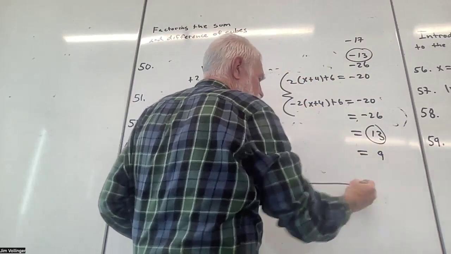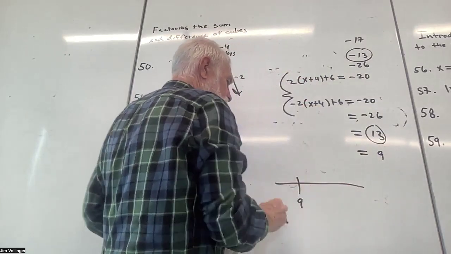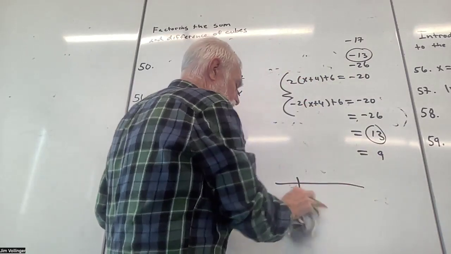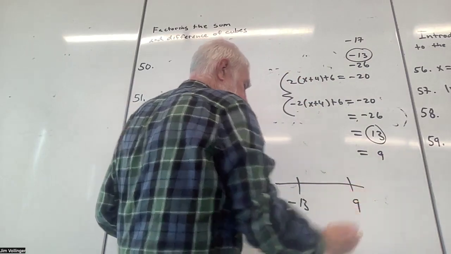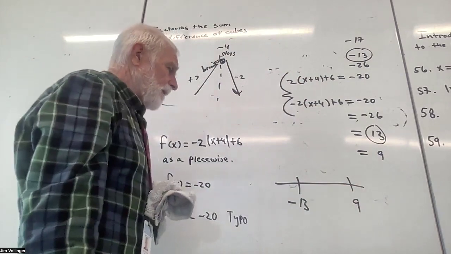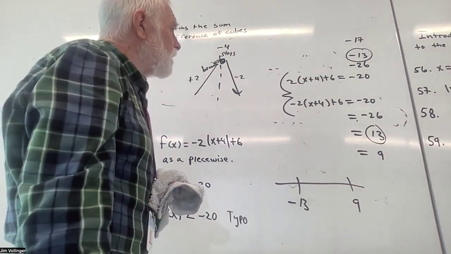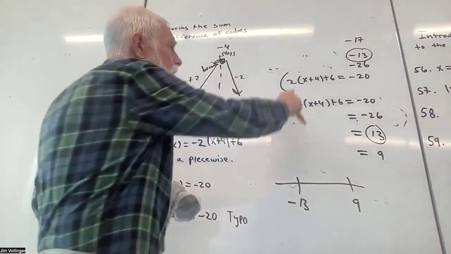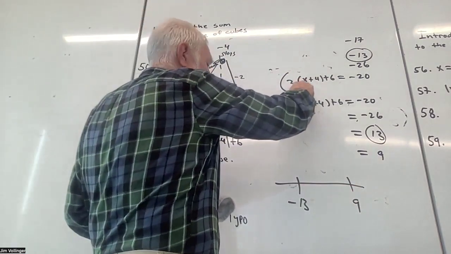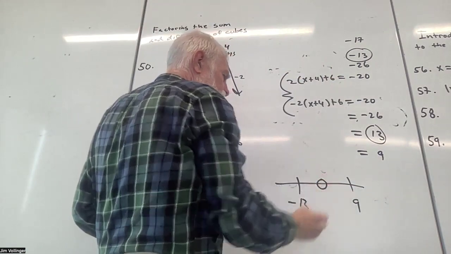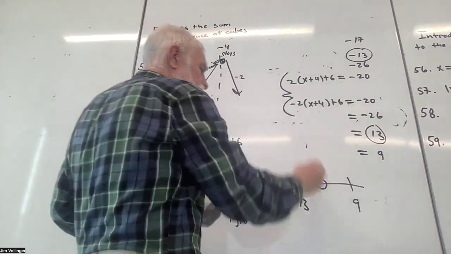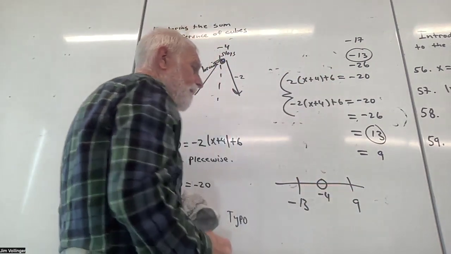So let's get down the number line. Let's look at -13, and let's look at 9. And what is the most important X value in this problem? Where the sign changes occur. And the sign changes, I'm going to put a circle here. The sign changes occur at -4.